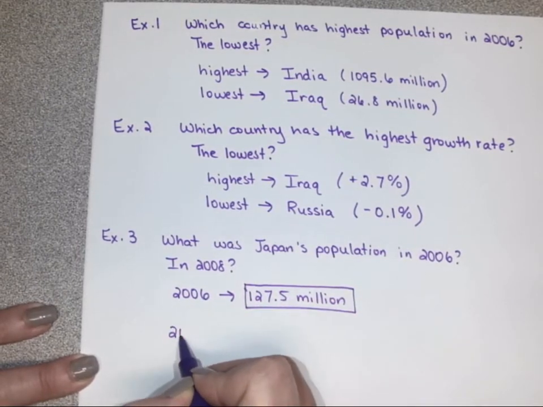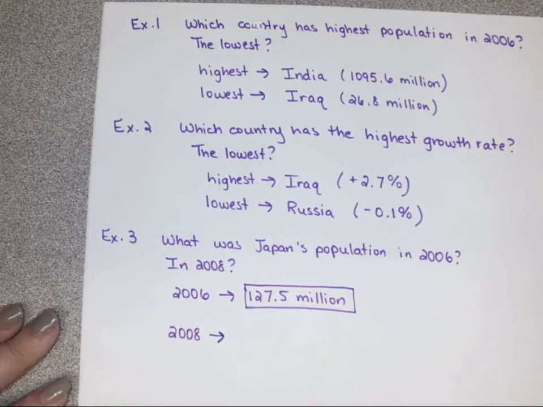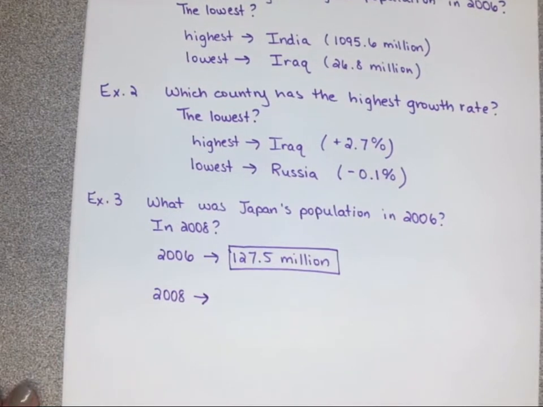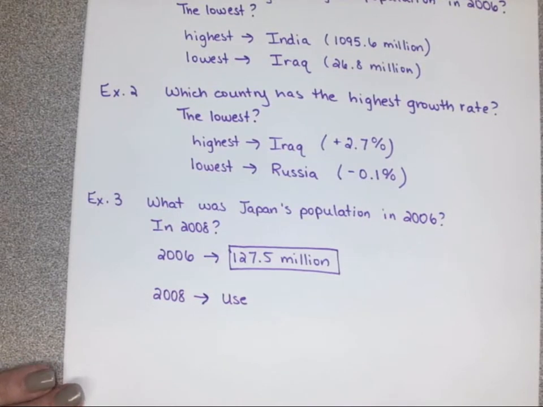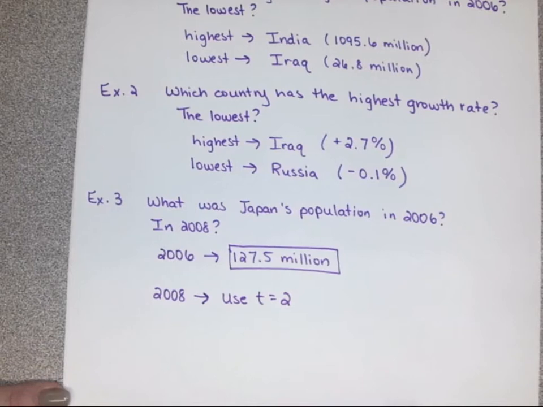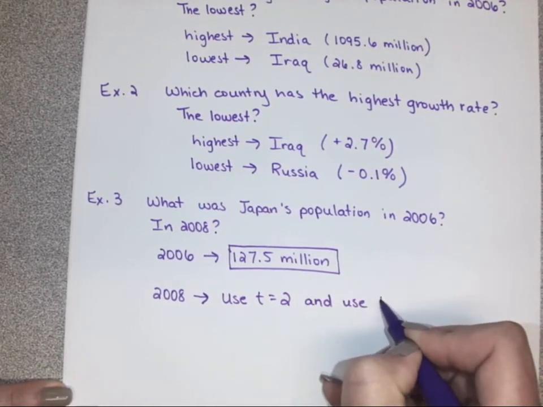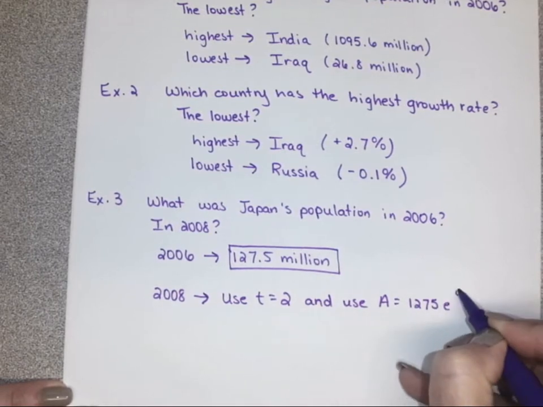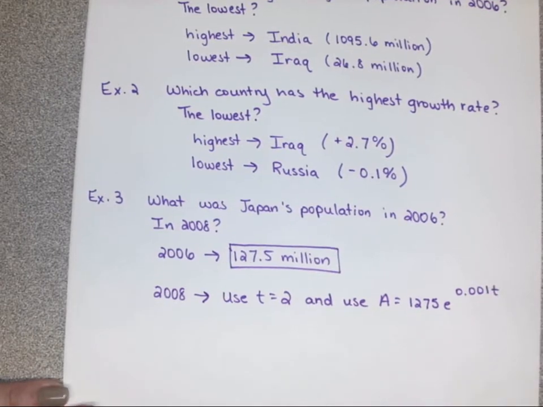Okay, but for 2008, we are going to need our calculator. How come? Because it's not the starting amount, right? It's 2 years later, okay? So we're going to use what value for t since it's 2 years later? We're going to use t equals 2, right? We're going to also use the formula for Japan, which was 127.5 e to the 0.001 t power.